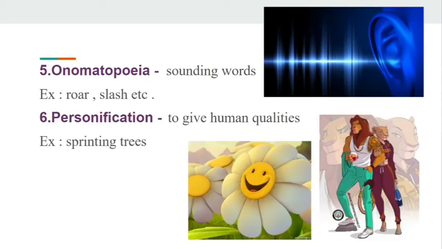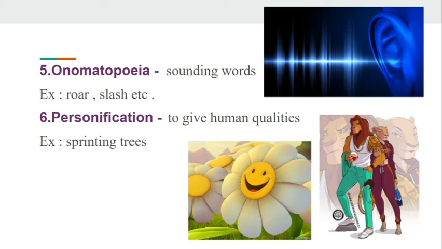Now the next poetic device is onomatopoeia. Onomatopoeia means the sounding words. Onomatopoeia is a device which is used to create sounds in the text, like roar, splash, means the sound which makes us hear, like the sound of a drop or a door banging. These are the words which lead us to think about a sound. So this poetic device is known as onomatopoeia.